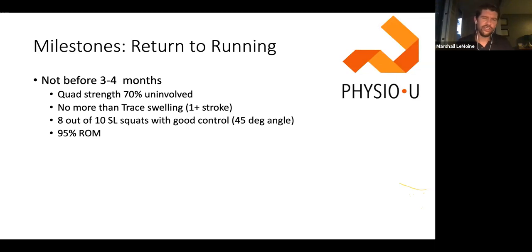Your strength isn't as good because you can't really push it as hard because your knee hurts. You have patellar tendonitis, you have patellofemoral pain. So that's definitely one that you may choose to speed up or slow down based on that. But the number one reason is really your surgeon, unfortunately.